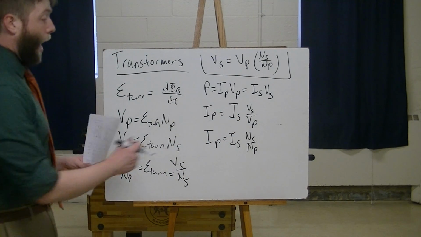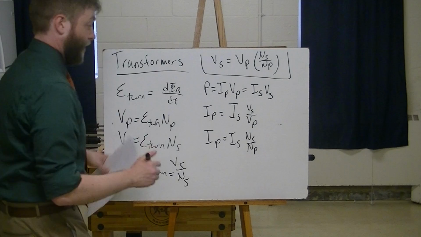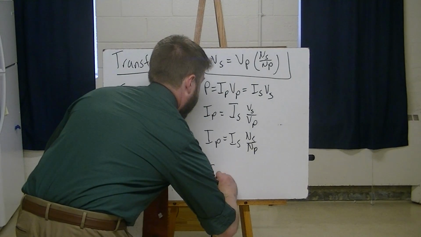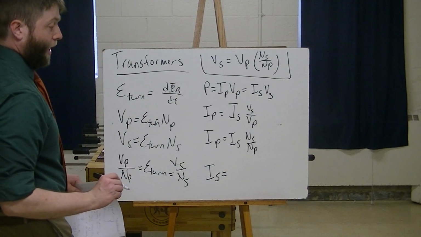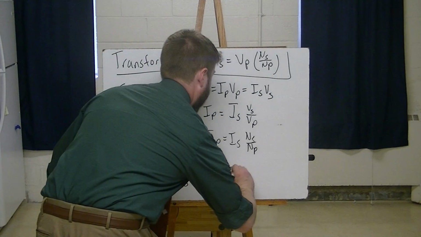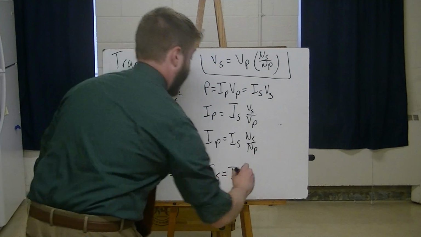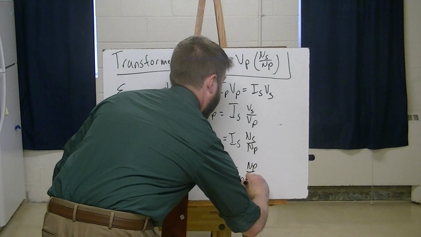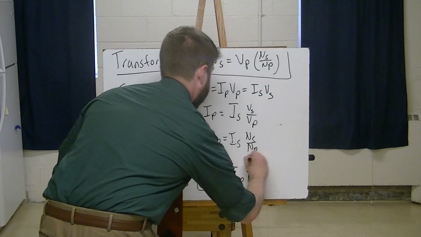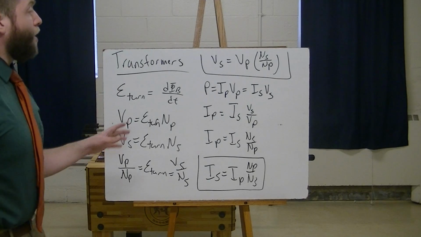Now thankfully, I can then get what the current is in the secondary wire. So the induced current in the secondary wire is going to be I of the primary multiplied by N primary over NS. These are the 2 relationships that we're looking for.